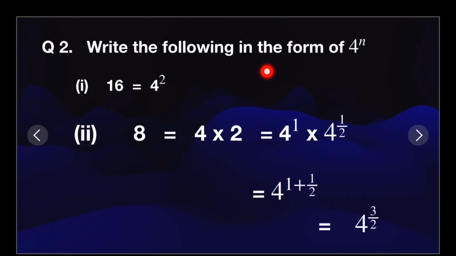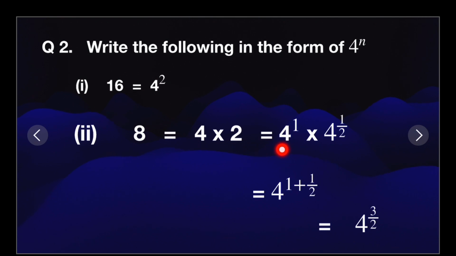Rewrite the following in the form of 4 raised to n. So 16. 16 is easy. 4 into 4 is 16. So 4 square, or 4 raised to 2. 8 is 4 into 2. Now this 2 we are going to rewrite as square root of 4, 4 raised to 1 upon 2.